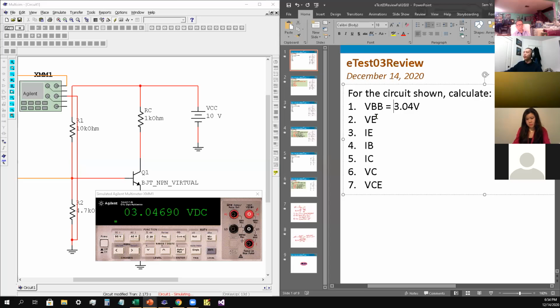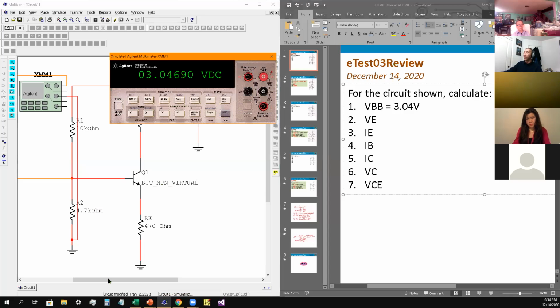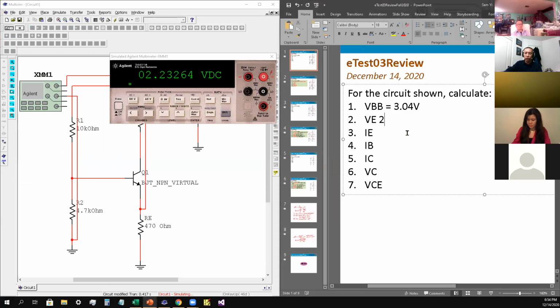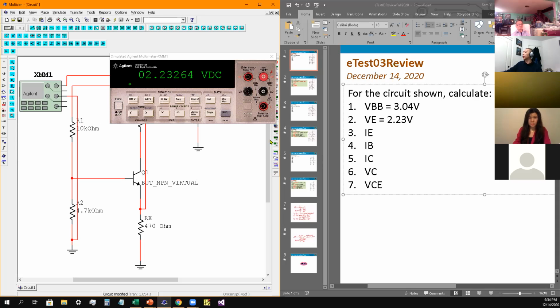Okay, the next one is VE. VE is at the emitter, so it's going to be at the emitter here. I turn off the circuit in order to disconnect the wire here. Okay, disconnect. Now you want to connect it to VE, which is right here. Then we turn on the simulation to collect our data. Right here, VE is telling me exactly 2.23 volts. All right. The next one, we just turn off the simulation and move on.